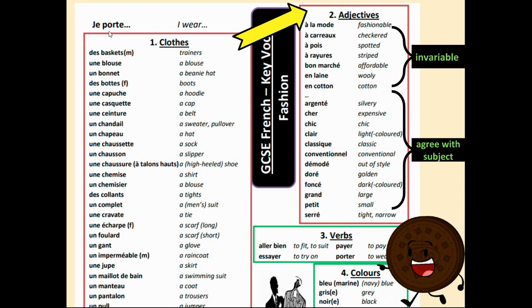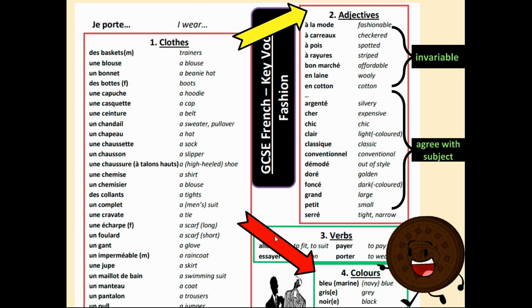So something else that you can do to add detail to this is to add color. And in fact, I would strongly recommend you add color as part of your description. So there in box number 4, they'll be more obviously visible on your own sheet. So for example, if I wanted to say, I wear a black shirt, you could pause now and write it out and see if you got it right. Je porte une chemise noire.